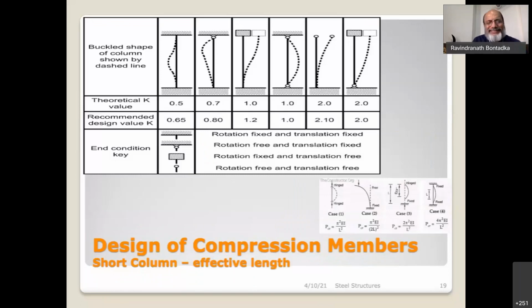Then we come to the design of compression members. As I said, I'm not going much into the detail. What is important here is that there are short columns and long columns. The short column depends on the effective length of the column, because in the short column it's mainly compression which predominantly acts on it. This is why it's called a compression member. As per IS 800, for different end conditions we get the value of K. With these values of K, we get the compressive load and then the ultimate compressive load, and then we design the section based on that. So for a short column, the effective length plays a very important role.